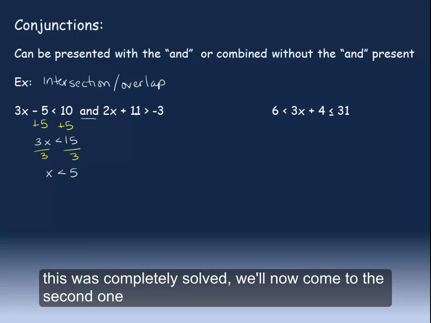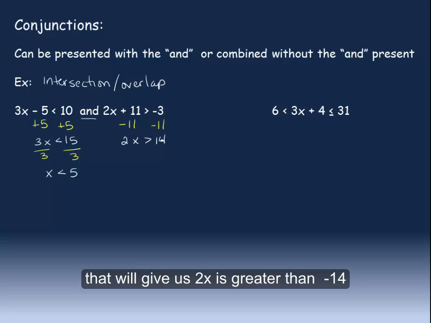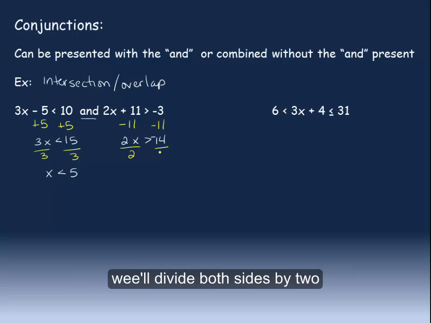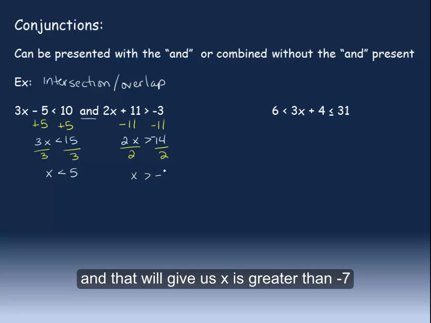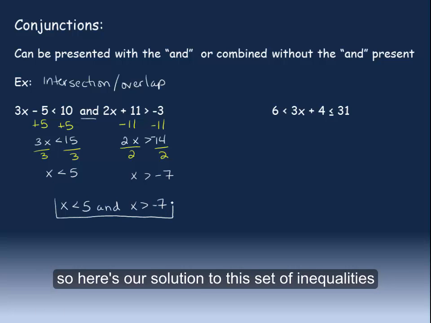Now we'll come to the second one. To start, we subtract 11 from both sides. That will give us 2x is greater than negative 14. We'll divide both sides by 2. And that will give us x is greater than negative 7. Now to keep this as a conjunction, when we write our answer, we write that with the word "and" in the middle. So here's our solution to this set of inequalities.